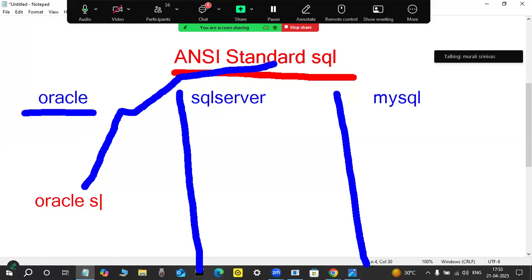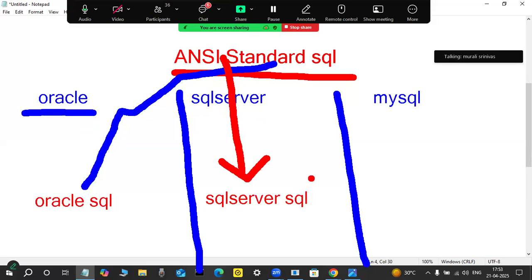Oracle SQL. Again, Microsoft company creates their own SQL language from this ANSI standard SQL. That is called what? SQL Server SQL. That's why people working in .NET or Power BI are learning SQL Server SQL. Again, from this ANSI standard SQL, MySQL created their own SQL language. That is called MySQL SQL.